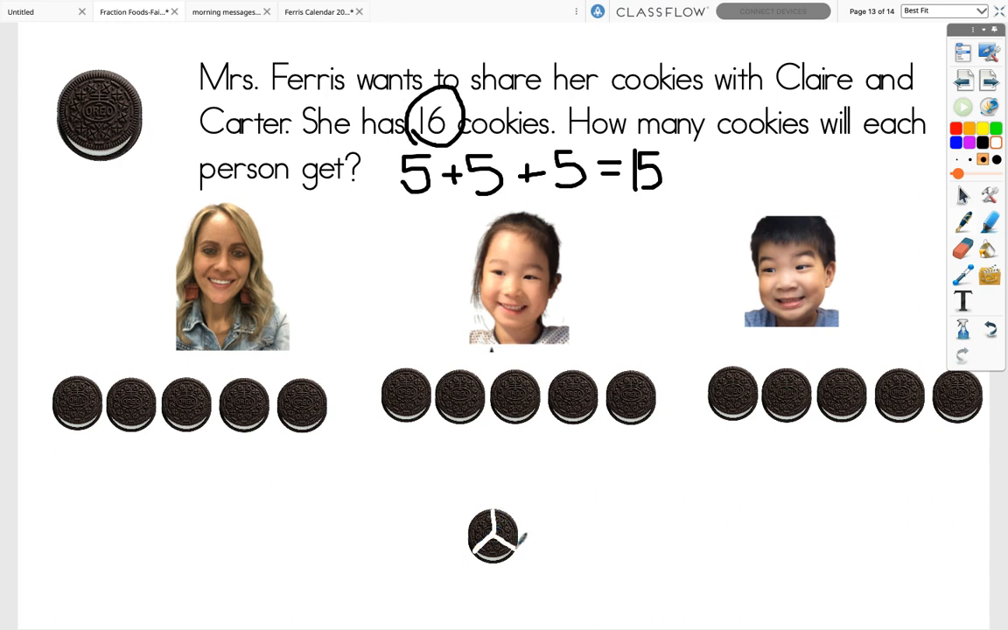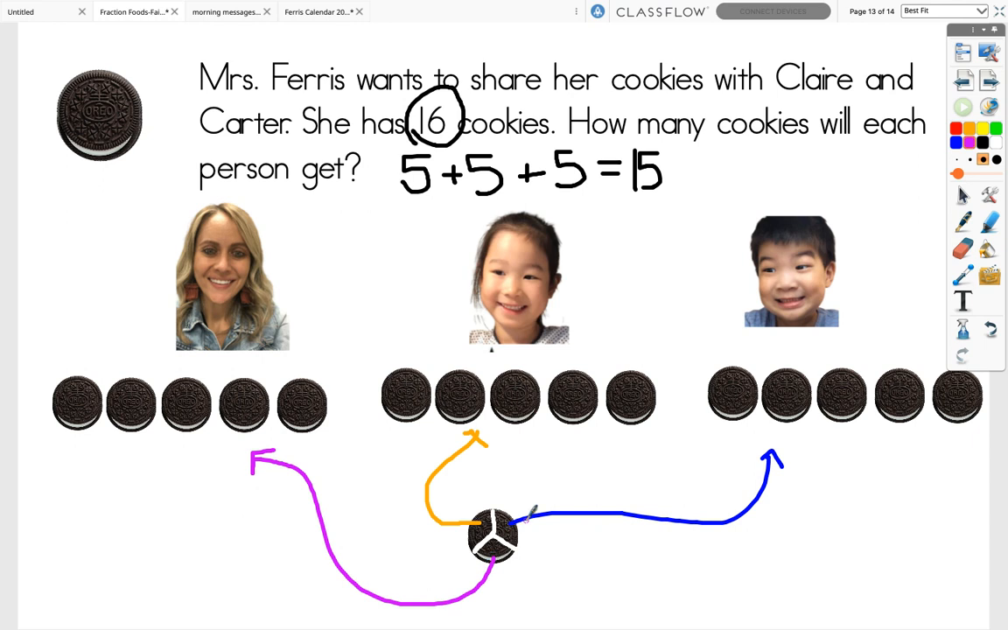So we're going to have to break the cookie into 3 parts. Do you see how I did that? 3 equal parts. Carter's going to get this part. Claire's going to get this part. And Mrs. Ferris will get this little part. So we each get 5 cookies and then 1 part of this little 3, 1/3 of the last cookie.